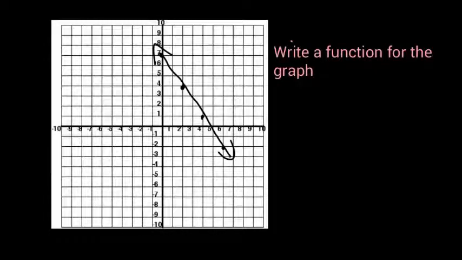Alright, so now we need to write a function for the graph. So let's see what's going on with this graph. So let's first do our slope. So we got a point there and there. So let's see what we're doing.